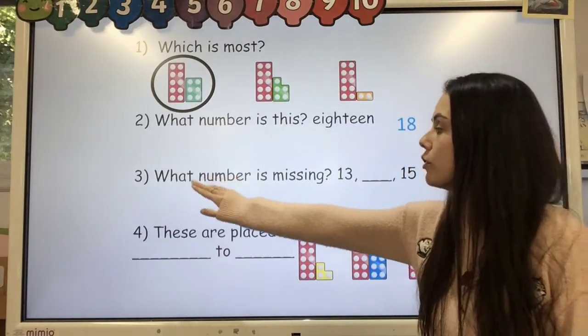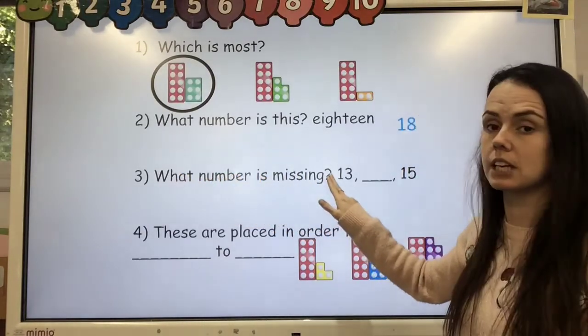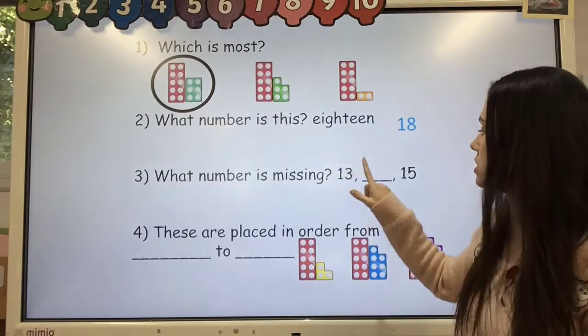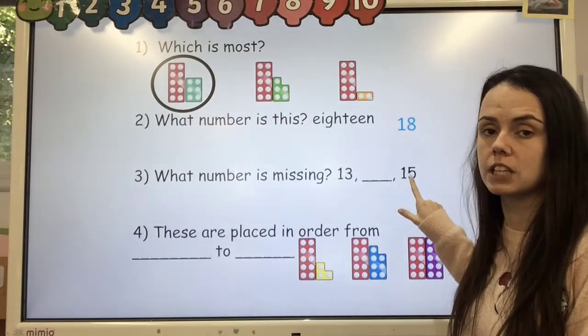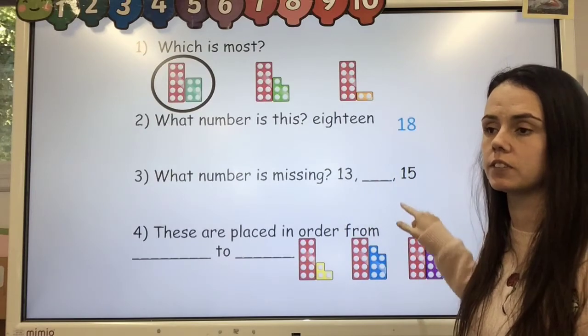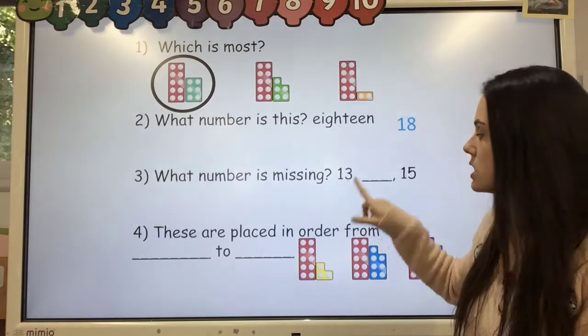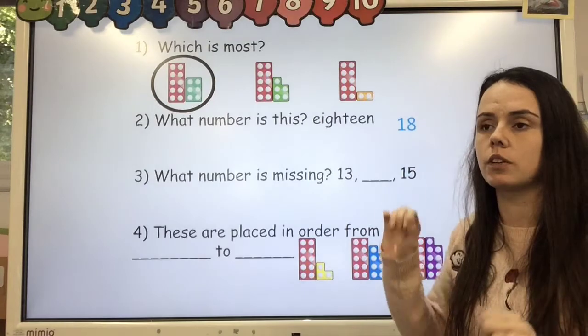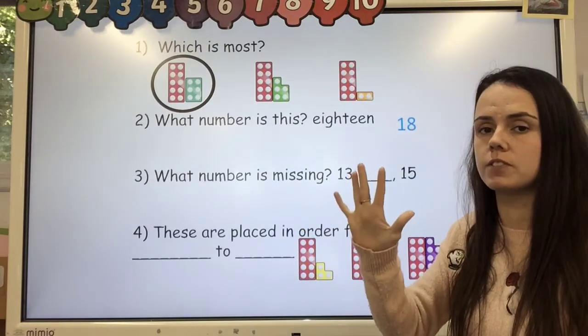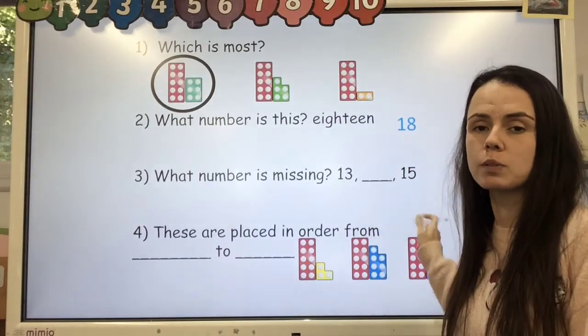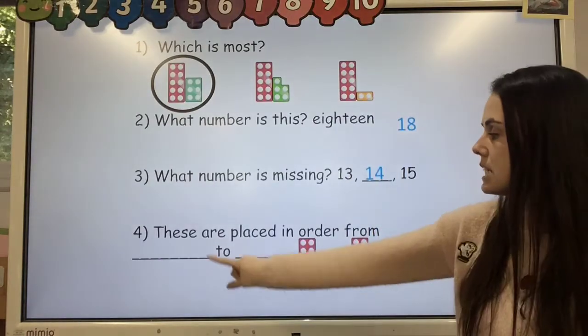Now, question number 3. What number is missing? We've got 13, something, 15. 13, something, 15. 14. Well done.